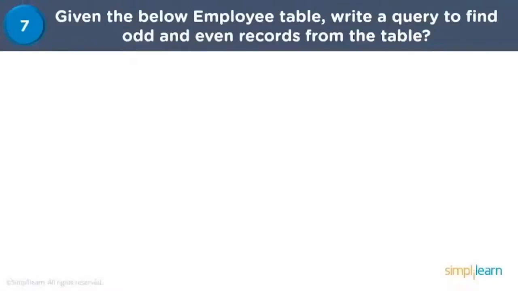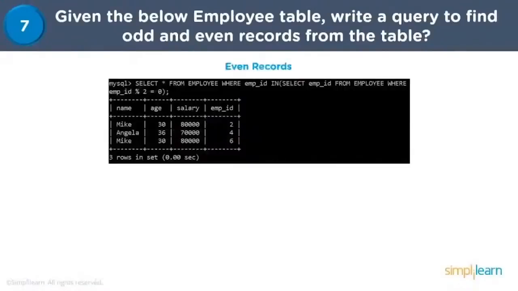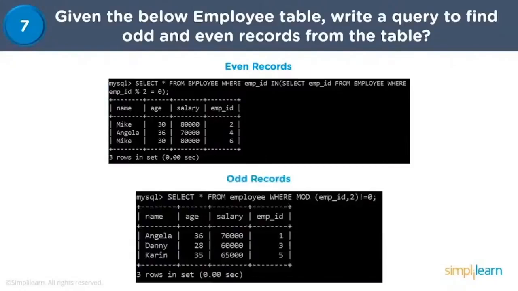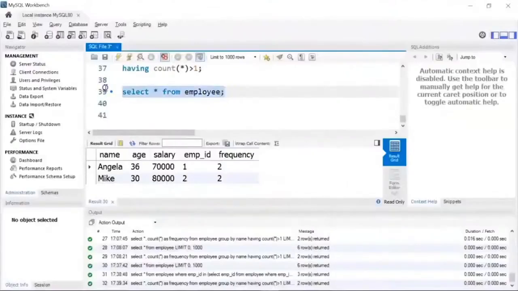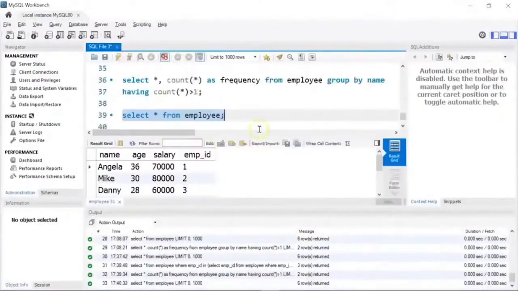So let's now look at our 7th question. Given the below employee table, I want to write a query to find all the even and odd records from the table. So as you can see, there are 2 ways to do it. One is to use a subquery, and another you can use the mod function. So let me show you both the ways. Alright, so let me run this SQL query to see all the values present in the employee table. So if you see, the last column, which is the employee ID column, has all the employee IDs as unique values. So I'm going to use this in my where condition.